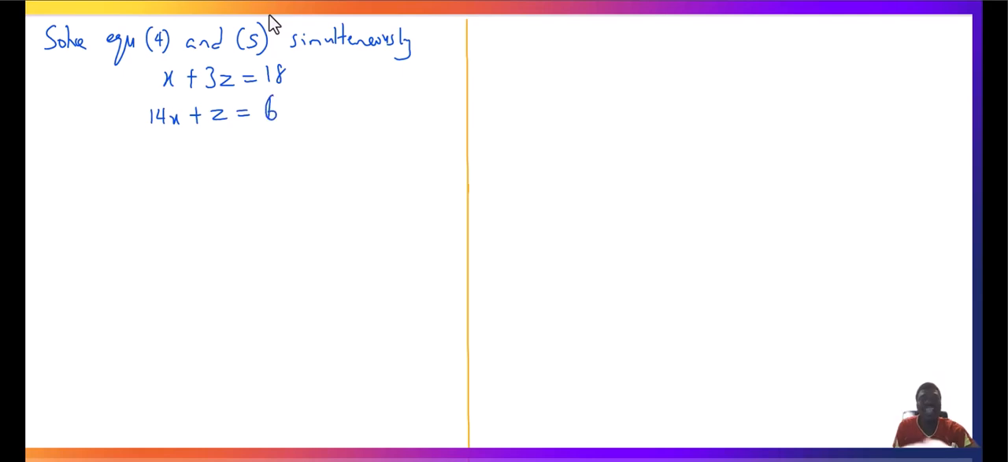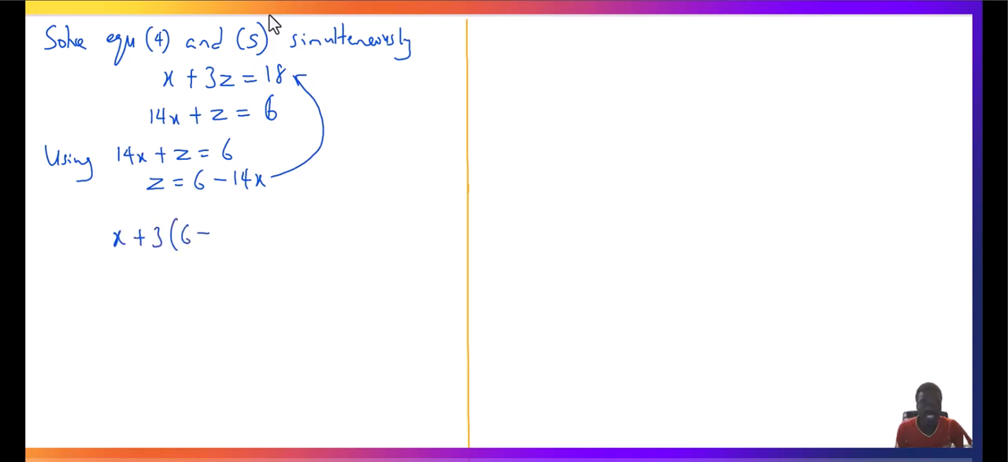So I can use any of the two equations. Since I'm still using substitution method, I can use any of the two to start. So using 14x plus z is equals to 6. Make your z the formula. Z is equal to 6 minus 14x. Put this into equation 4, which is this. So I'm going to be having what? X plus 3 into bracket 6 minus 14x is equals to 18.